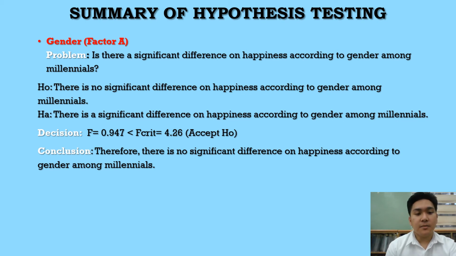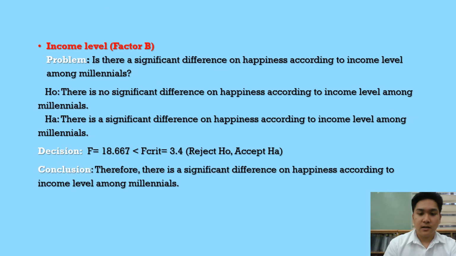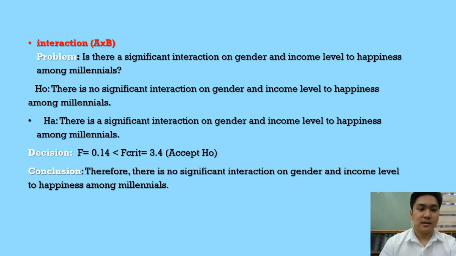Now for factor A, we accepted the null, so therefore there is no significant difference. Now for factor B, we rejected the null, but we accepted the alternative, meaning there is a significant difference in happiness according to the income level among millennials. And last is the interaction, in which we accepted the null, meaning there is no significant interaction of gender and income level for happiness among millennials.